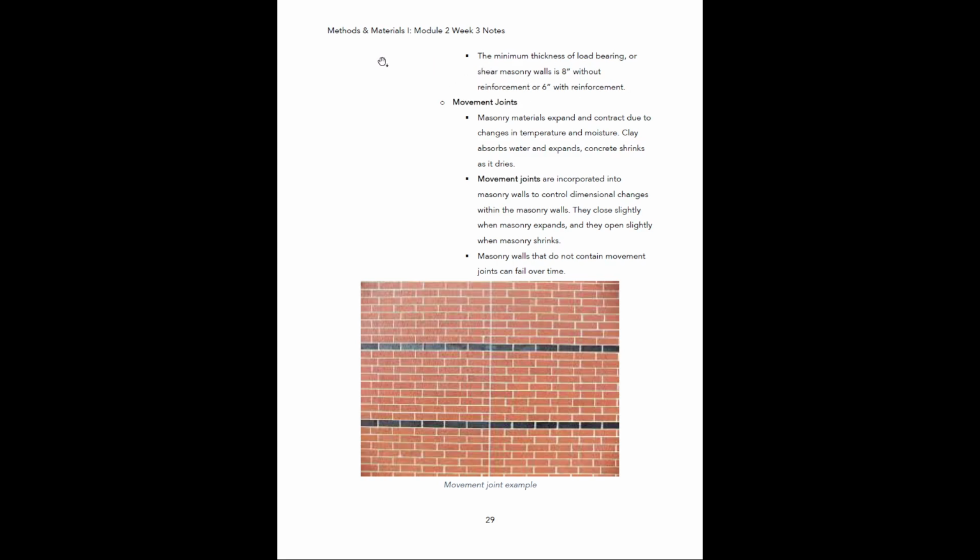But if you're reinforcing the structure of that wall, you can get it down to 6 inches. Okay, masonry walls also have movement joints. This is a general term. You may also hear the term control joint or expansion joint.